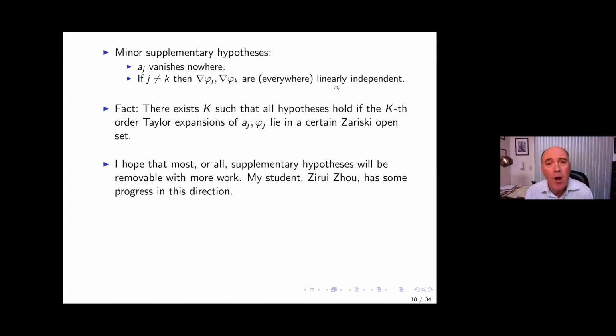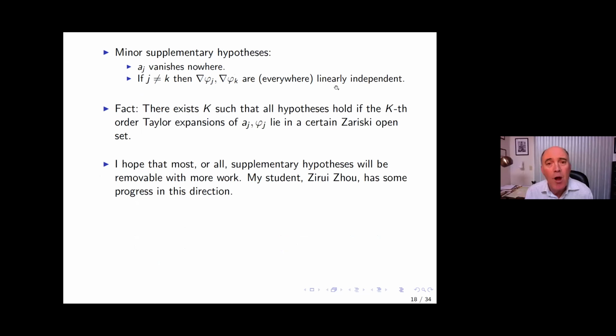Most likely, and almost surely, these hypotheses can be weakened. We really want to assume that the coefficients aj don't vanish identically. We want to assume that no 2 of these are linearly independent everywhere, etc. All right. So I hope that most of the supplementary hypotheses can be removed, and my student Ziria Joe has some progress in this direction on some special cases of these problems.